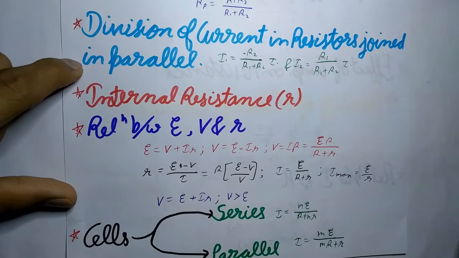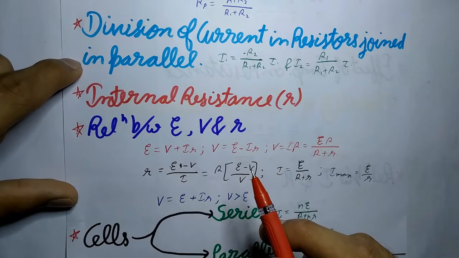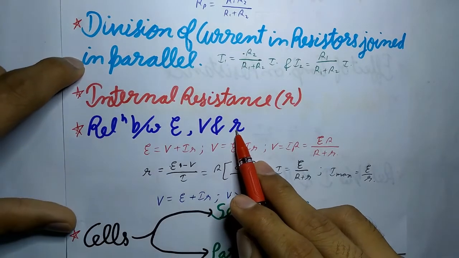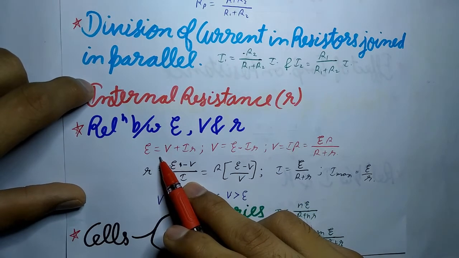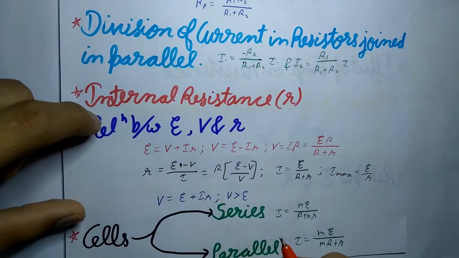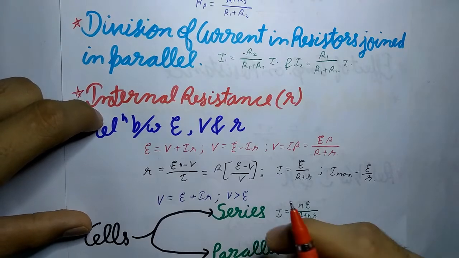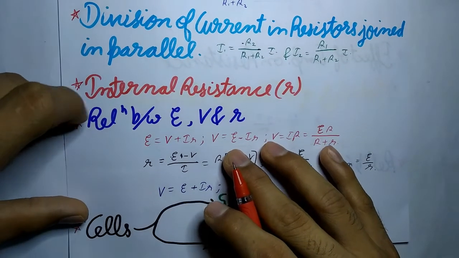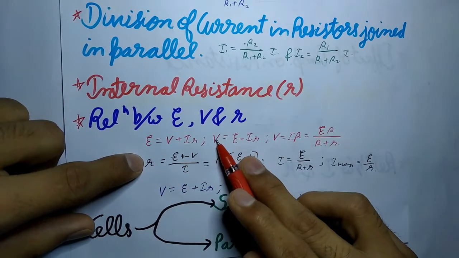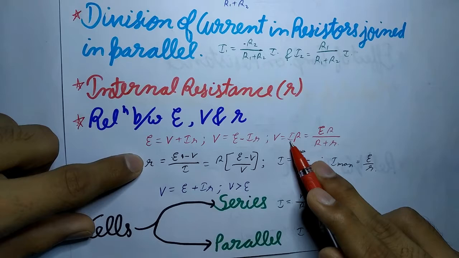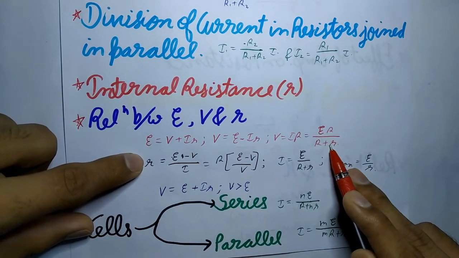Now next is the relationship between EMF, terminal potential difference, and internal resistance r. The potential drop across the terminals of a cell when a current is being drawn from it is called its terminal potential difference. It is less than the EMF of the cell in a closed circuit. So E will be equal to V plus Ir, and V is equal to E minus Ir, and V is equal to IR, which is equal to ER upon R plus small r.